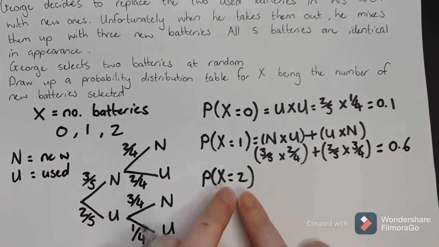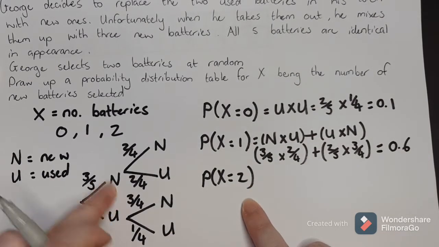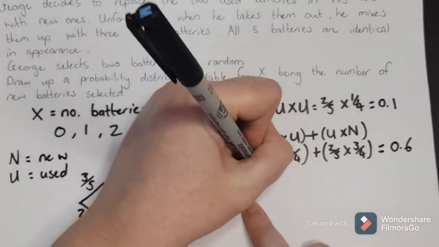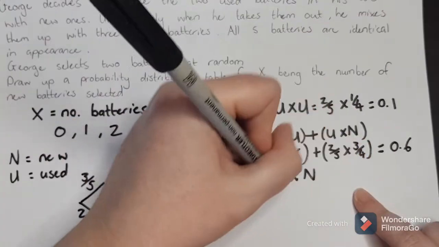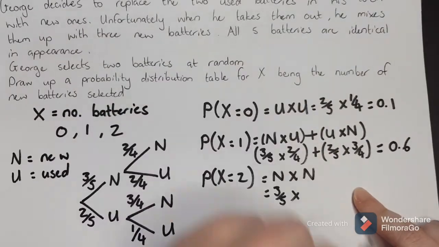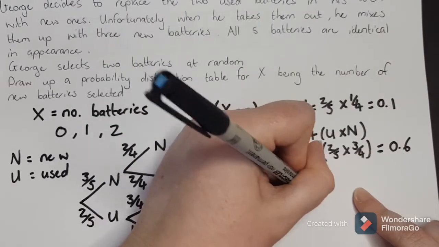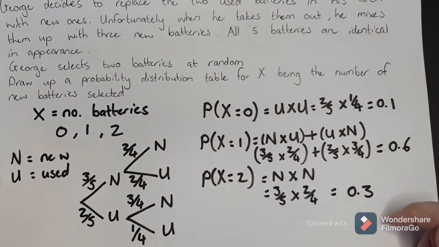And then our last one, he chooses 2 new batteries in a row, which means he picked a new one and a new one. So there you're going to have n times n, which is going to be 3/5 times 2/4, which gives me an answer of 0.3.